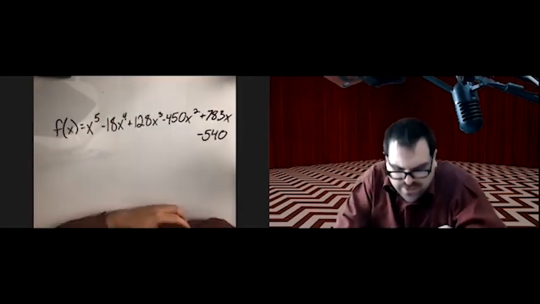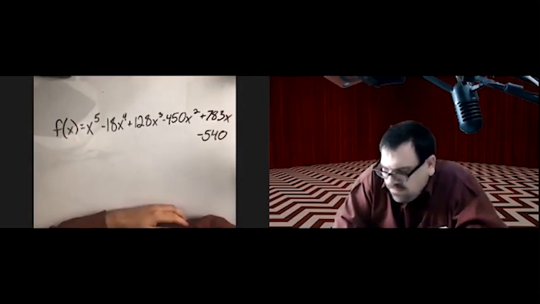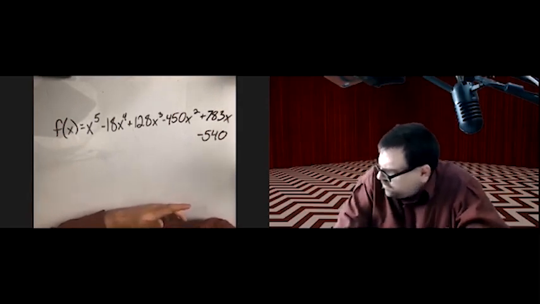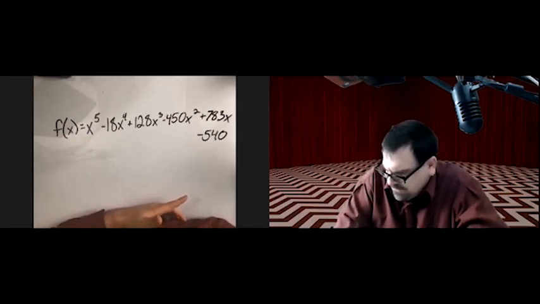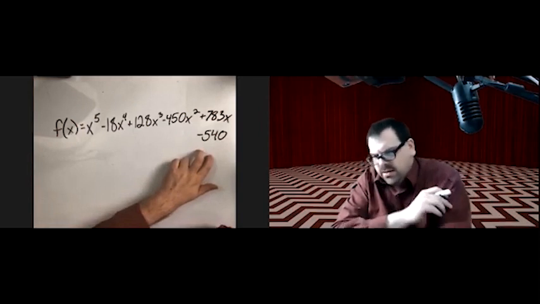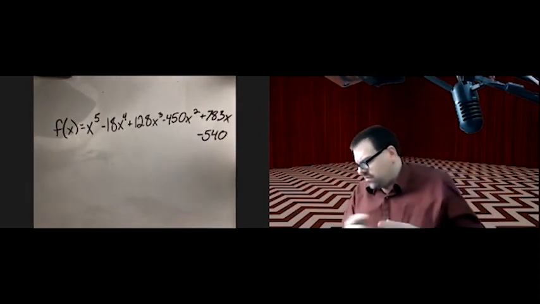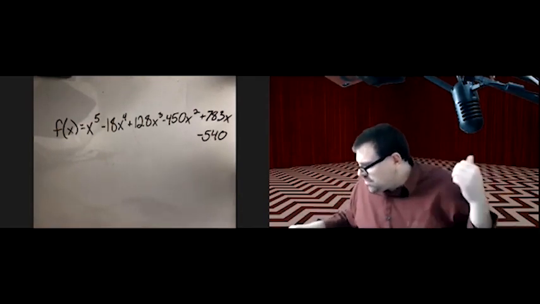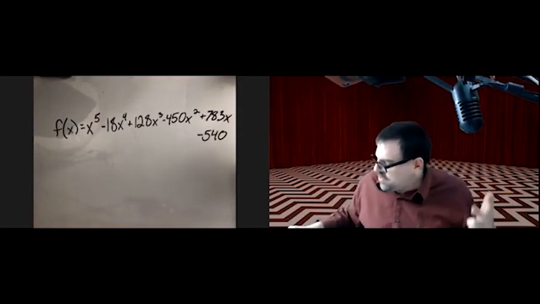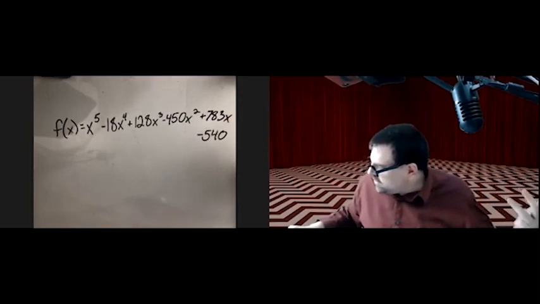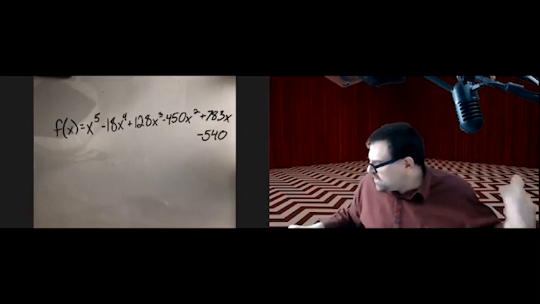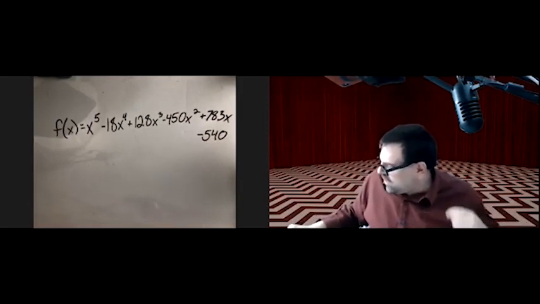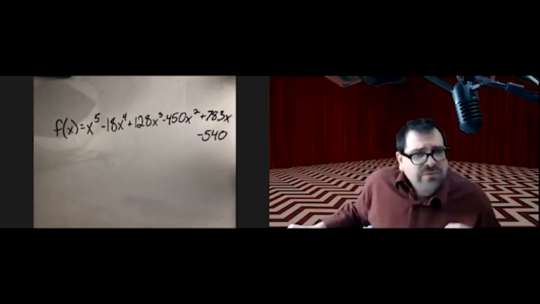sometimes finding the zeros of a polynomial may be near impossible, let alone difficult. For instance, here, if we were to apply the rational zero theorem, P would be all the factors of 540. I'm not going to write these down, but I'm going to read from this list over here. Plus or minus 1, 2, 3, 4, 5, 6, 9, 10, 12, 15, 18, 20, 27, 30, 36, 45, 54, 60, 90, 108, 135, 180, 270, and plus or minus 540.